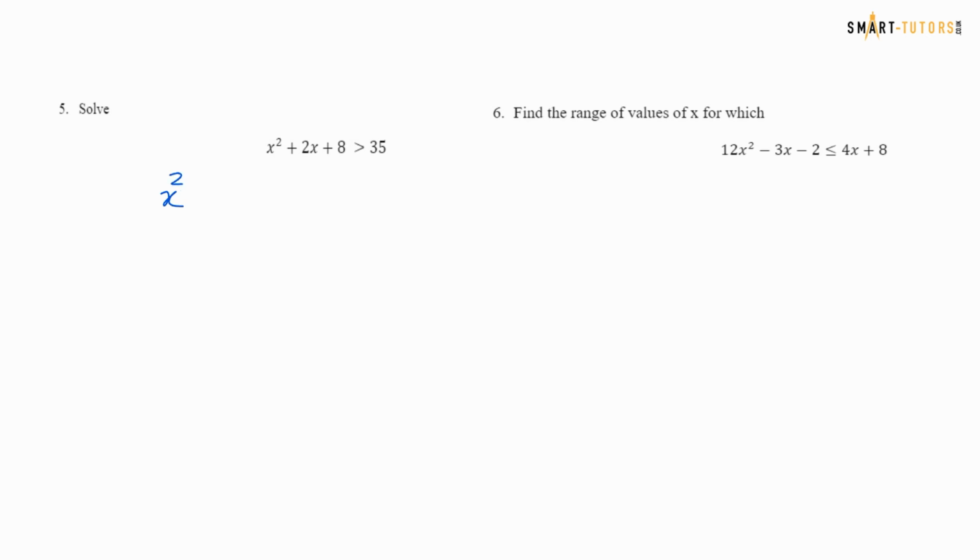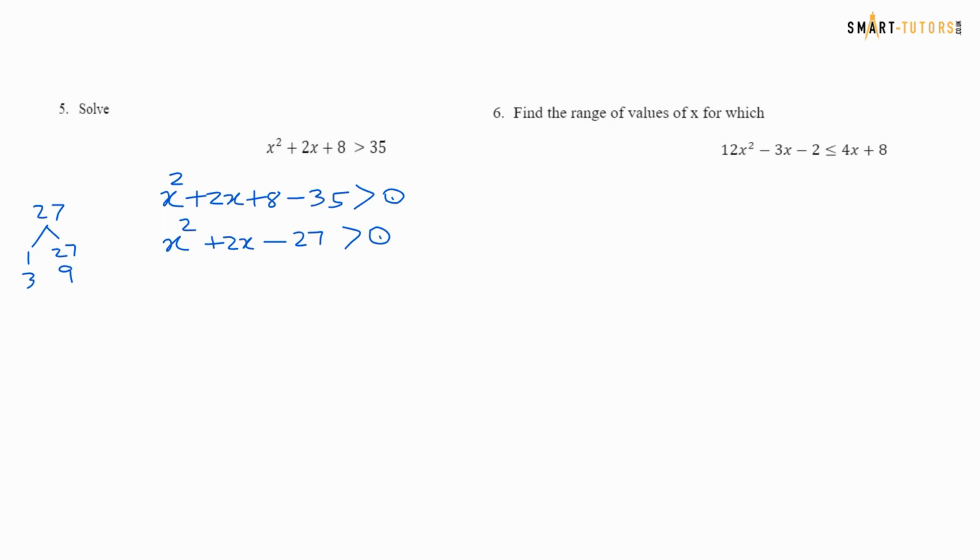Question number 5, x squared plus 2x plus 8 greater than 35. Careful, you need to bring all the quadratic elements to one side, so minus 35 needs to come to one side, greater than 0. X squared plus 2x minus 27 greater than 0. Now 27, what are the factors of 27? 1 and 27, 3 and 9, that is the only factors I know.